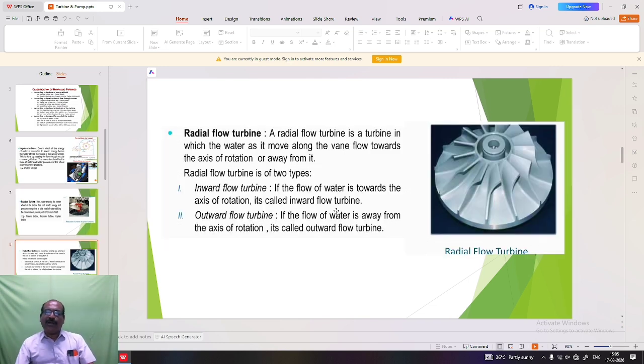As already explained, a radial flow turbine is a turbine in which the water, as it moves along the vanes, flows towards the axis of rotation or away from it. There are two types of radial flow turbine: one is the inward flow turbine and the other is the outward flow turbine. In the inward flow turbine, water flows towards the axis of rotation, and when water flows away from the axis of rotation it is called an outward flow turbine.